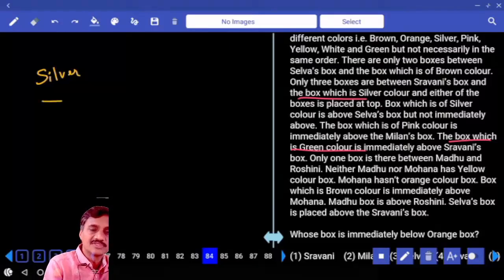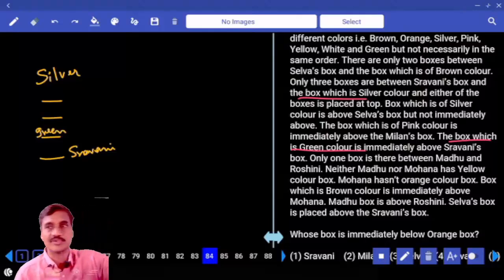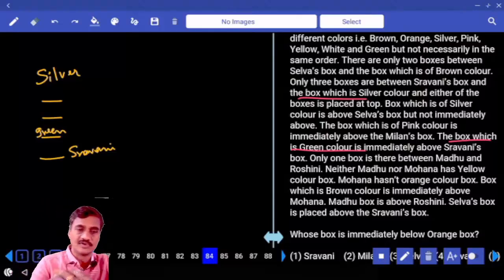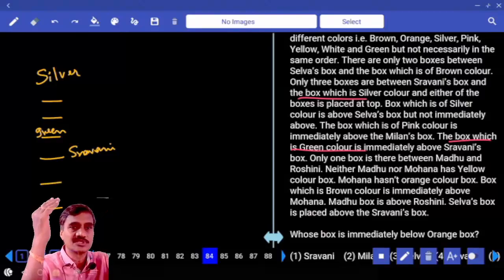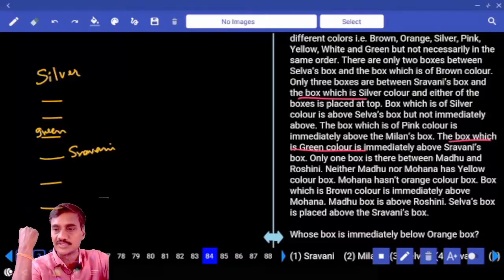And now how many persons in between silver and this one? And silver and Shravani, there must be exactly 3 boxes. And now this green color box is immediately above this Shravani box. Done with this? As of now 5 boxes were done. 1 2 3 4 5. Inka remaining 6 and 7. And because silver is at the top, from top we can able to write down this one.